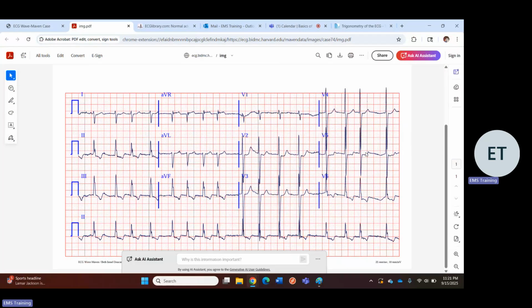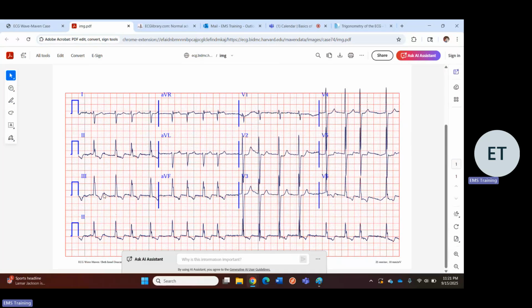Why is it abnormal? Well, the QRS complexes look really, really high. I think that's probably due to left ventricular hypertrophy. There also could be some lead placement issues here because V1 especially doesn't really make any sense why it's so small.